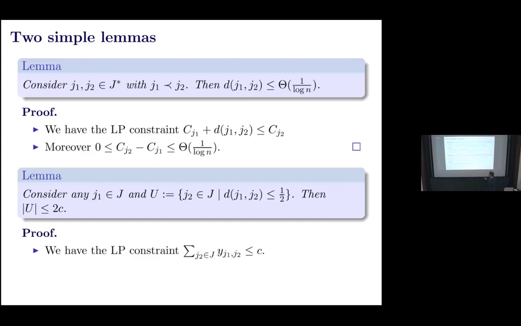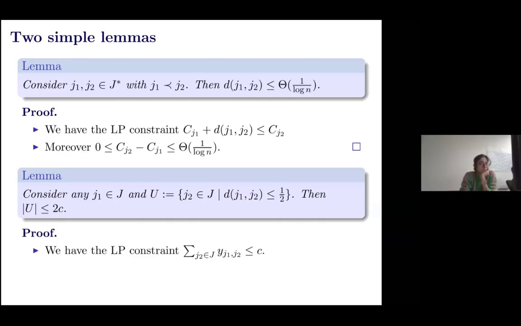Okay. So here's a non-trivial lemma. If you look at any job J1 and you look at all the jobs that are close, say the distance is at most a half, then there are not too many of those, at most 2c. The reason is that we have this LP constraint, and whenever the distance is at most a half, this quantity is at least a half. So kind of like Markov, there are not more than 2c. Okay, good.